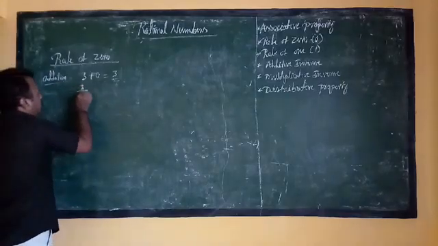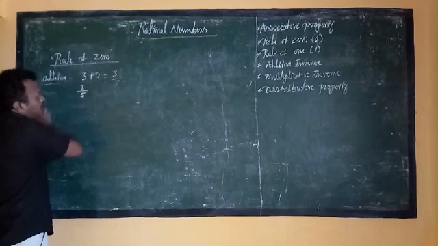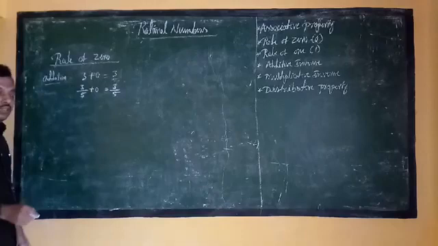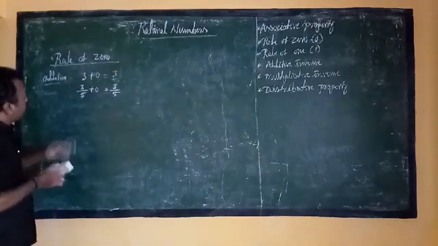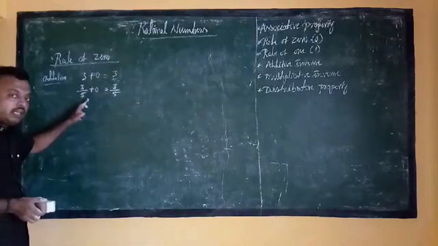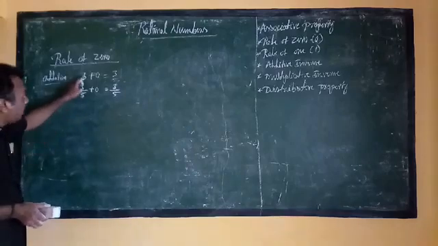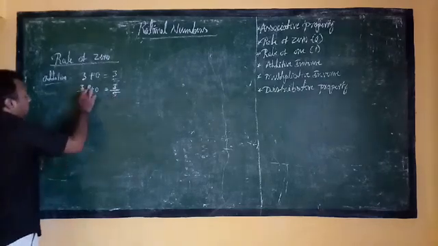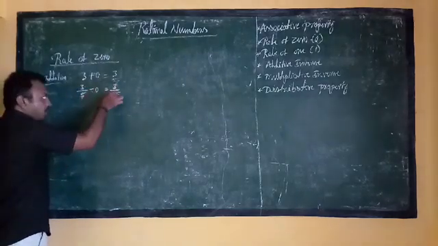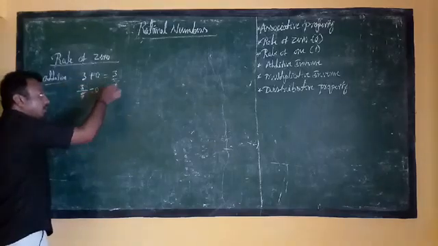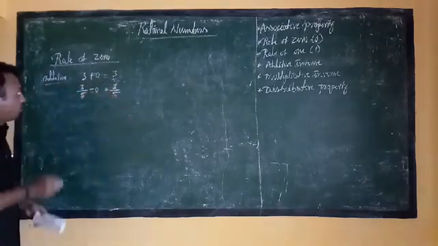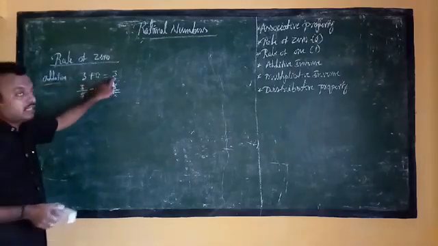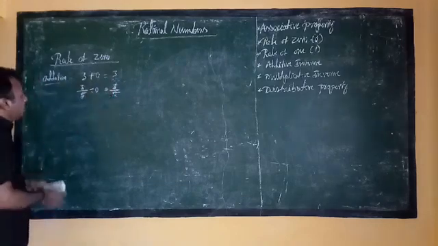So you can take 3 by 5, which is one of the rational numbers. If you add 0, the result is the same number itself. If you add or subtract, the result becomes itself, correct? See, 3 by 5 minus 0 is 3 by 5, and 3 by 5 plus 0 is 3 by 5. So in addition, if you add any rational number to 0, the result becomes itself.